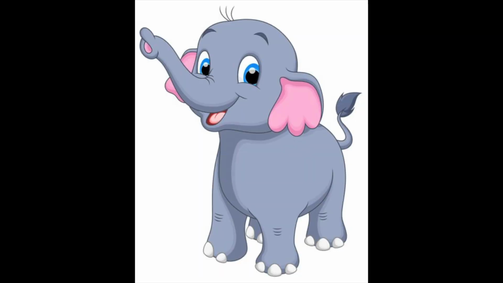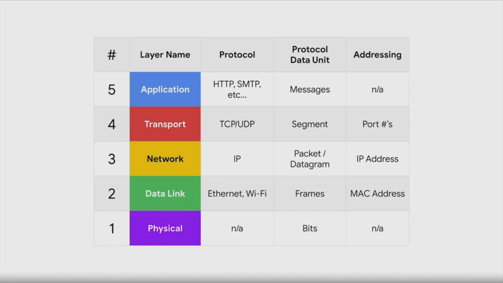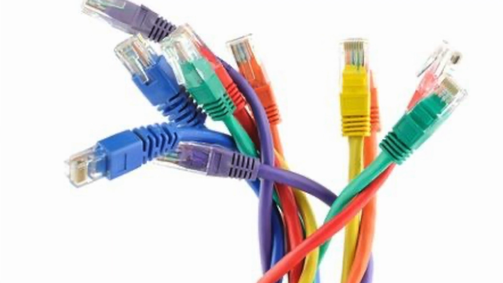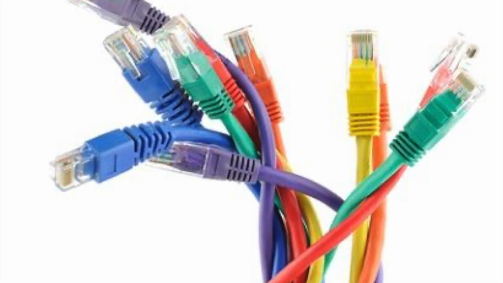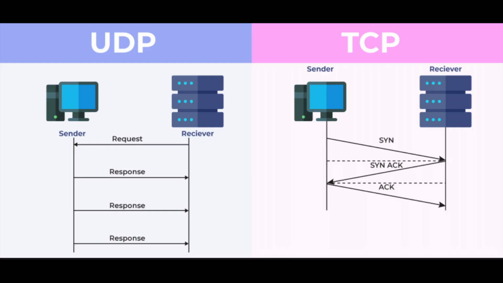Now, let's address the elephant in the room. The application layer is incredibly diverse. Unlike the lower layers with their standardized protocols, here you'll find a vast array of protocols, each serving different purposes. At the data link layer, it's all about Ethernet. In the network layer, IP is king, while the transport layer is dominated by TCP and UDP.